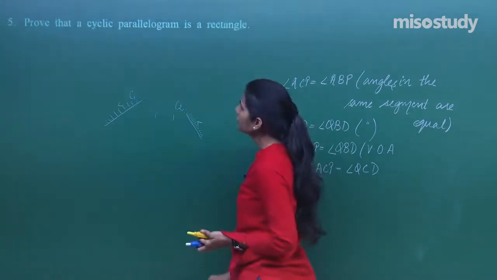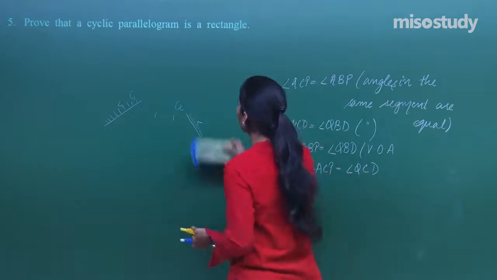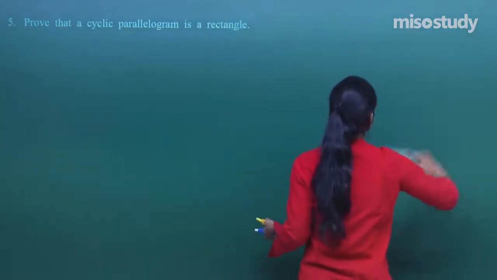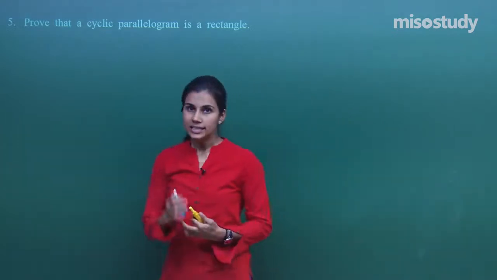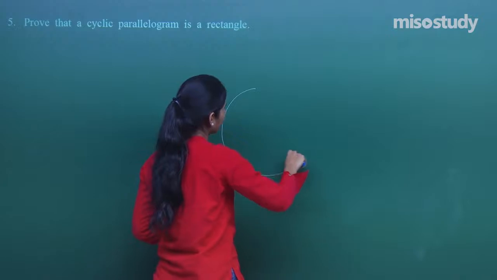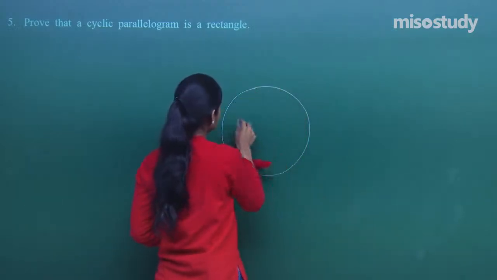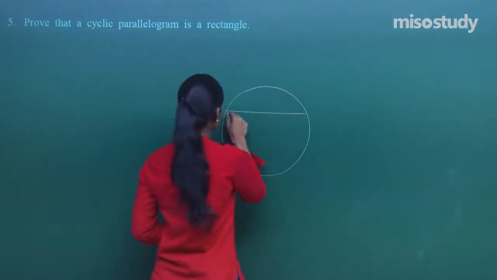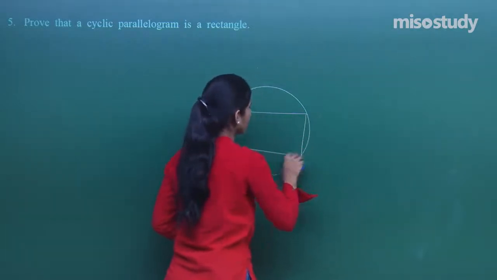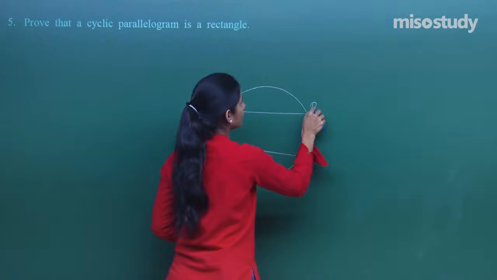Next I have to prove that a cyclic parallelogram is a rectangle. Now this requires properties of both parallelogram as well as cyclic quadrilateral. So, cyclic parallelogram, okay, so say this is the cyclic parallelogram.